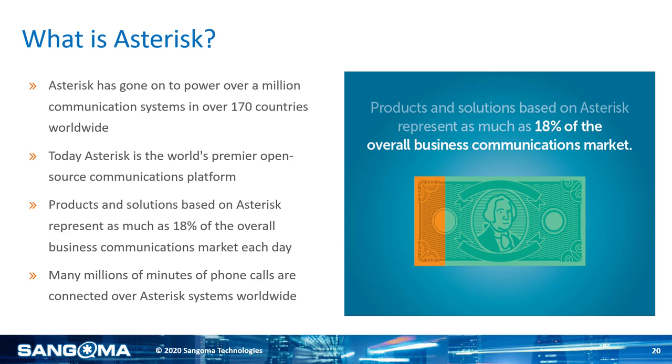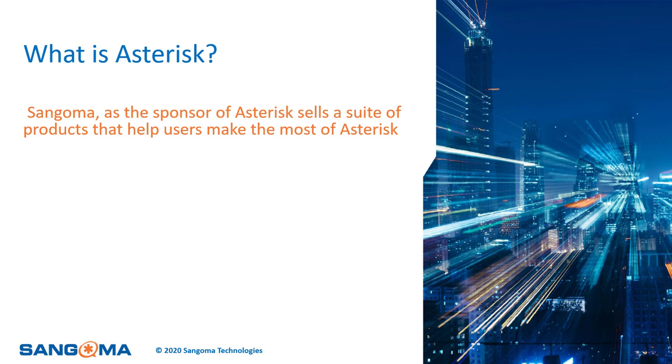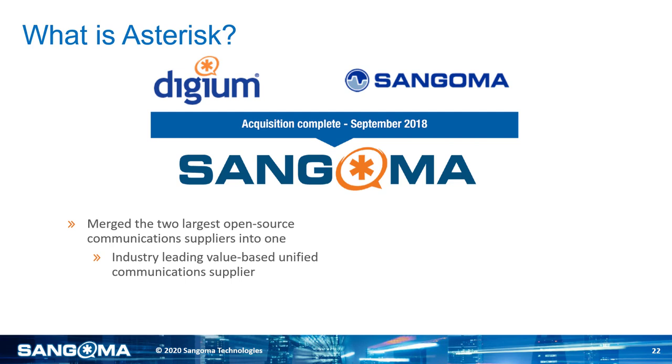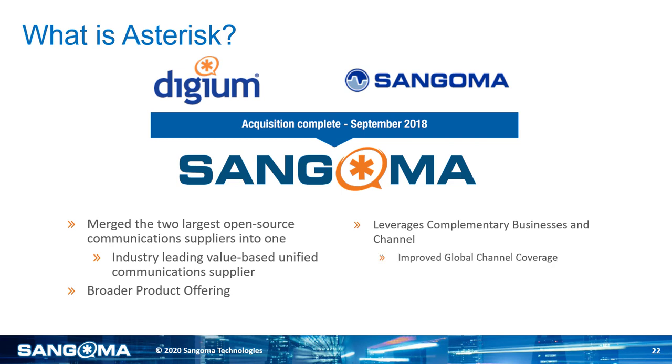Sangoma, as the sponsor of Asterisk, sells a suite of products that helps users make the most of Asterisk. In September 2018, Digium, the former company that sponsored Asterisk, was acquired by Sangoma Technologies. This merged the 2 largest open source communication suppliers into one. With this, Sangoma became the industry-leading value-based unified communication supplier with a broader product offering. This leveraged complementary businesses and channels, and we have improved our global channel coverage.